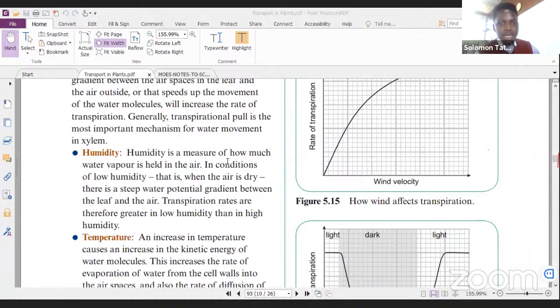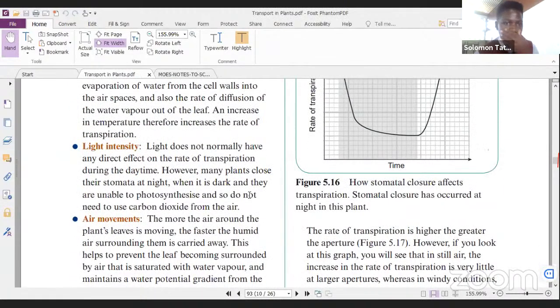All right. And then temperature, this one is very obvious. High temperature, high transpiration. Light intensity. Normally, light intensity won't have a direct effect on the rate of transpiration during the daytime. However, many plants close their stomata at night when it is dark and are then unable to photosynthesize, and so do not need to use carbon dioxide from the air. Okay, that's how light intensity can affect transpiration.